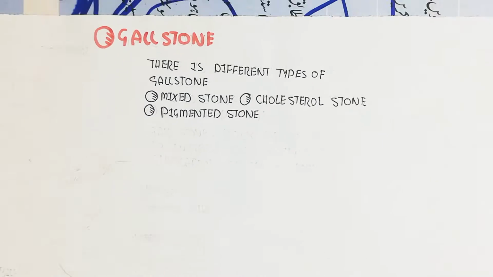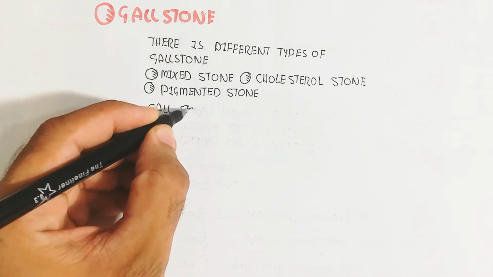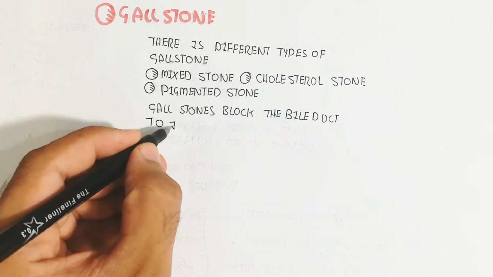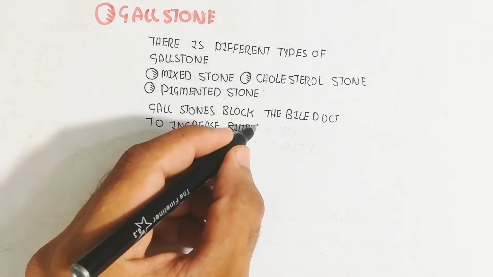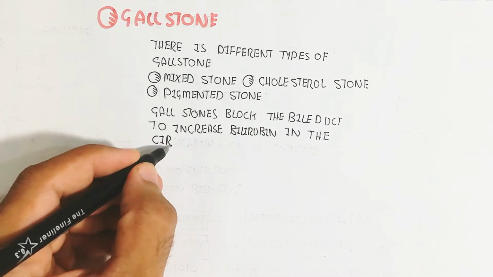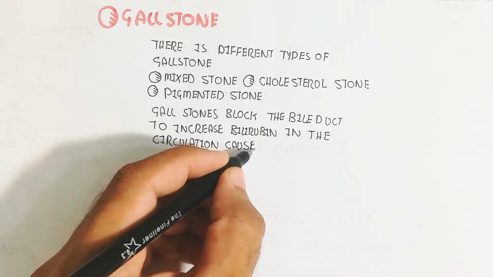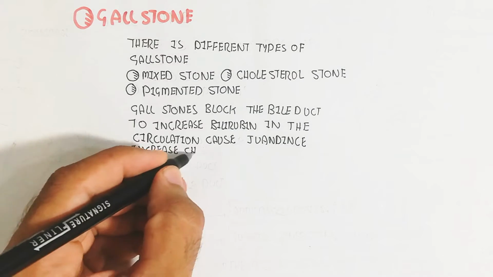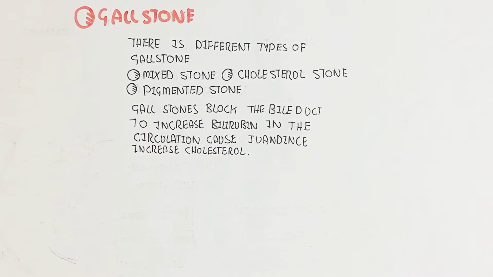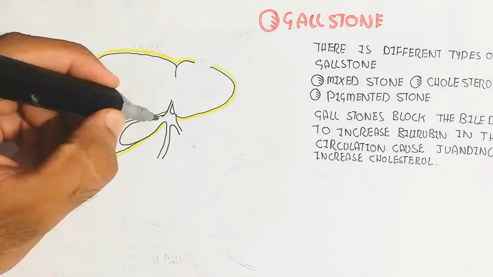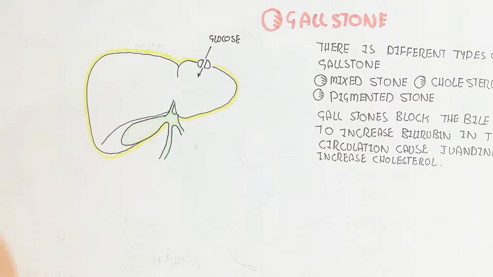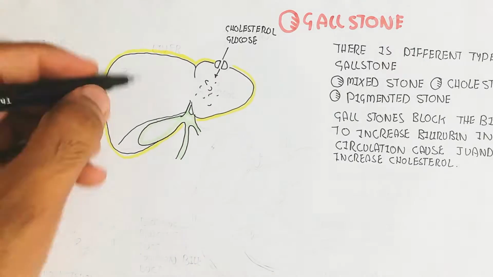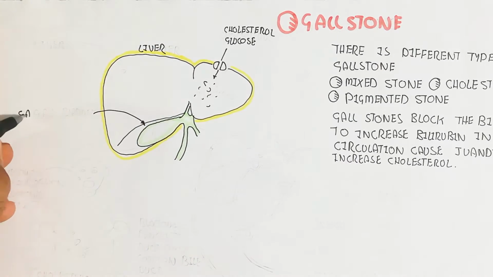Basically the types are mixed stone, pigment stone, and cholesterol stone. The gallstone blocks the bile duct, which increases the bilirubin in the circulation and causes jaundice. It also increases the cholesterol. Jaundice is a disease that occurs due to other complications, but in this case we are understanding the gallstone. The cholesterol and glucose can enter into the liver.